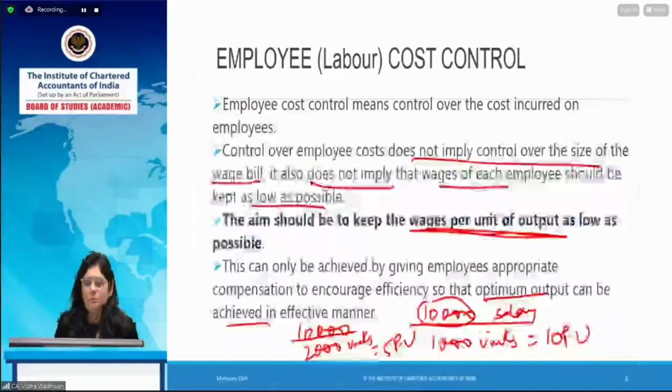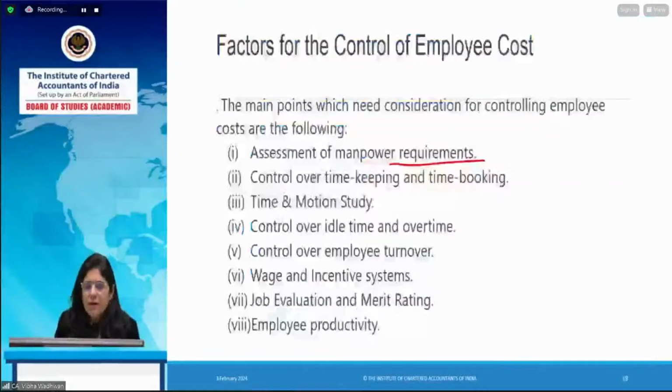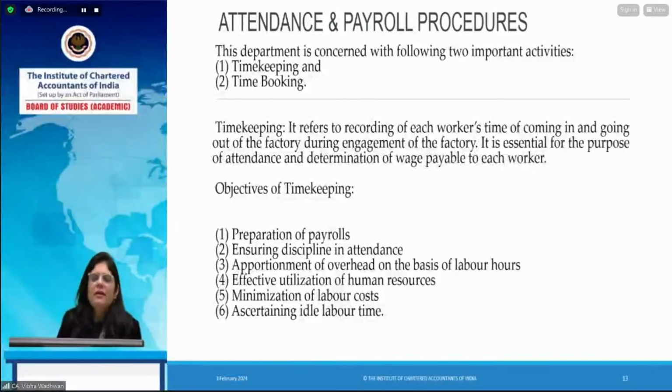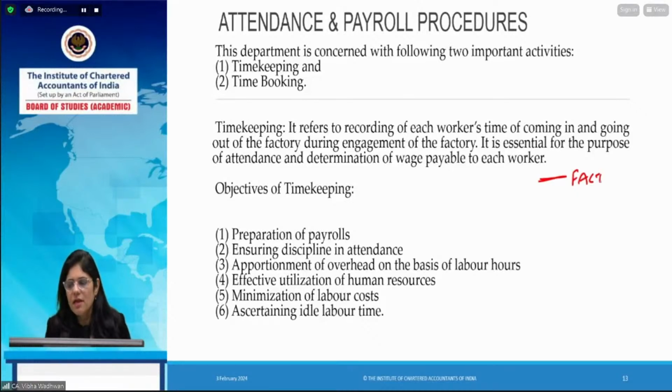Okay, fine. So this we have discussed, right? Attendance and payroll procedure. This department is concerned with two important activities, timekeeping and time booking. So timekeeping is, let us say this is the factory gate. Clear? This is the factory gate. So a worker is entering at 9 a.m. Clear? So timekeeping will record that he's entering and marking his attendance.